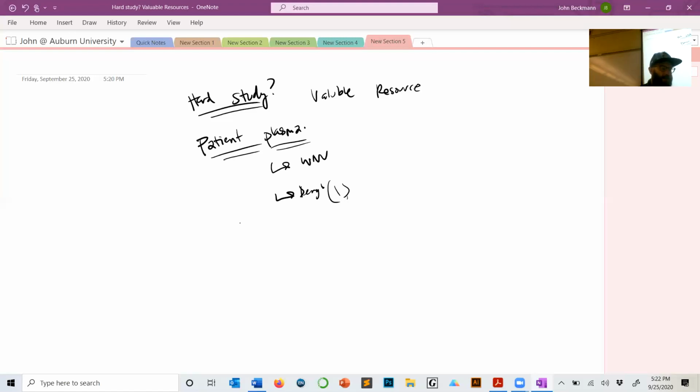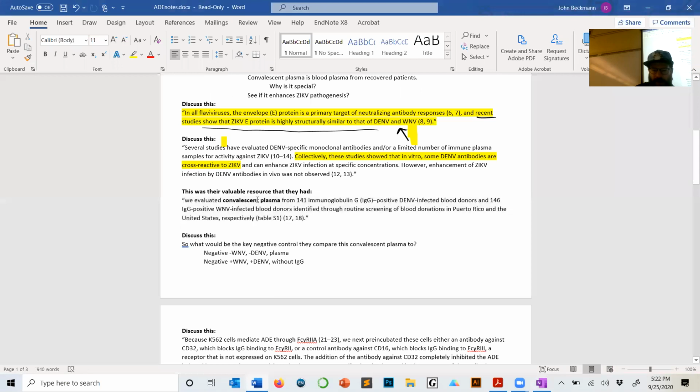Okay, so this requires a lot of coordination with governments, with hospitals. It's not an easy study to do, which is probably one reason why it's in Science. Okay, it's hard to do. And so they got this plasma. This is the sentence where they talk about where they got this plasma from. We evaluated convalescent plasma from 141 immunoglobulin positive dengue virus infected patient donors, and 146 positive West Nile virus infected blood donors.